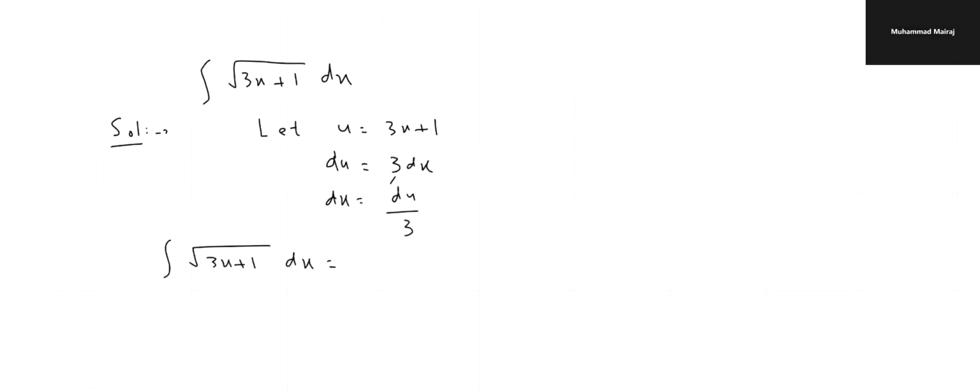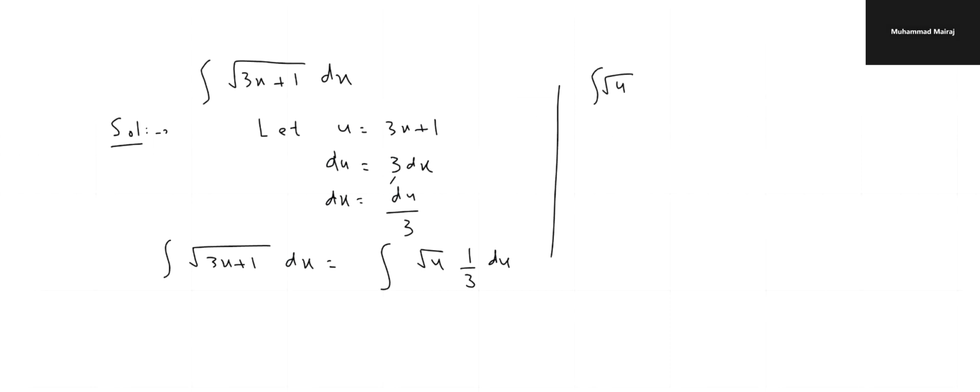so we substitute for 3x plus 1 and dx, which is the square root of u and 1 by 3 du. Right. And then finally we integrate this, integration of square root of u.